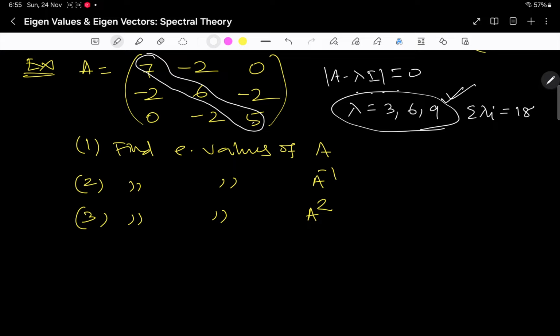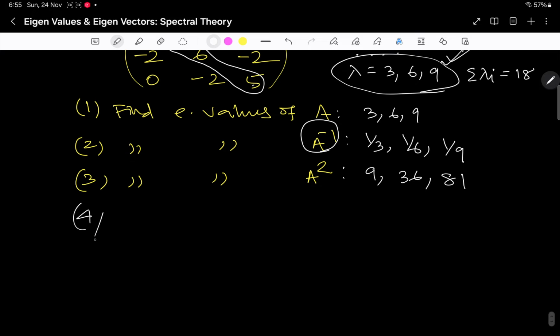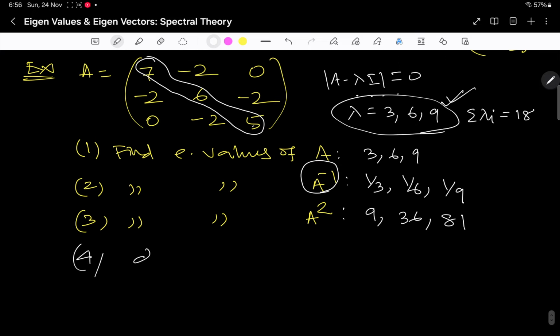Okay, correctness is there. So what are the eigenvalues of A? 3, 6 and 9. And if I ask what are the eigenvalues of A inverse, since none of them is 0, 1 by 3, 1 by 6 and 1 by 9 are the eigenvalues. What are the eigenvalues of A square? It is 3 square, means 9, 36, 81. Similarly, if it asks what is the determinant of A, it is simply the multiplication of 3 into 6 into 9. Okay, this is 36 into 9.